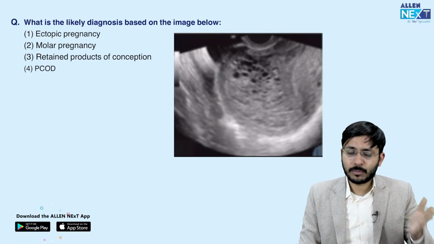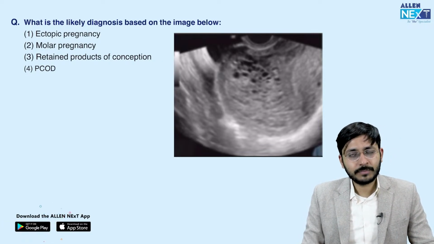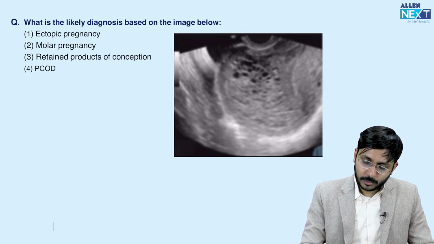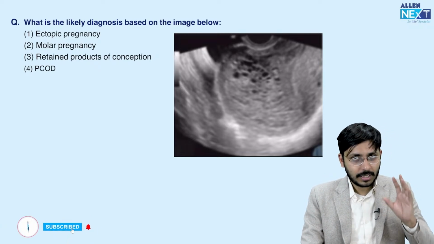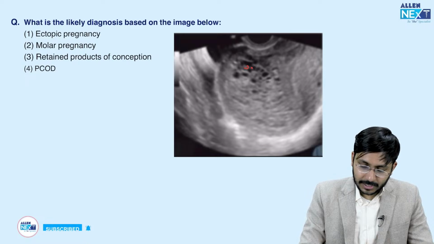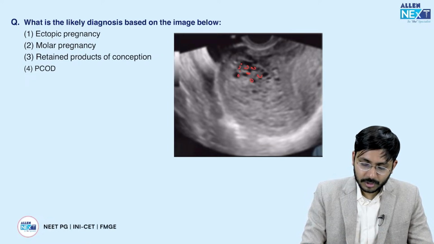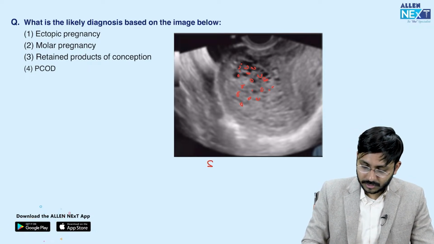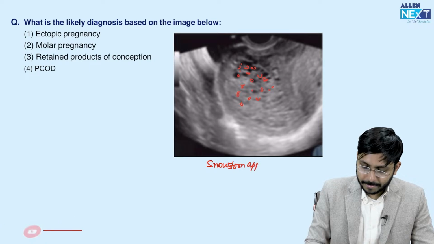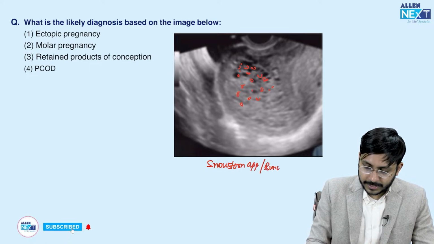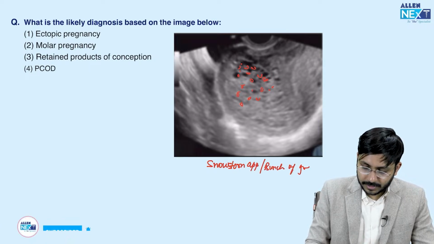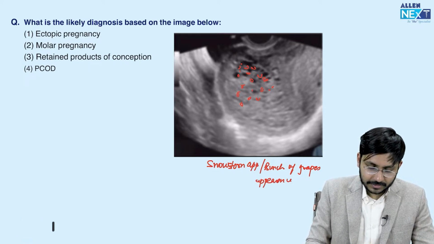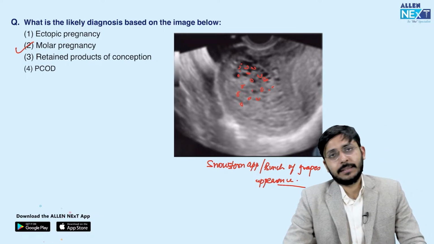So just a direct spotter, what is the likely diagnosis based on the given image below? So you see a bulky, enlarged uterus with these multiple small cystic contents within it. So this is what is known as a snowstorm appearance, or a bunch of grapes appearance, seen in molar pregnancy.